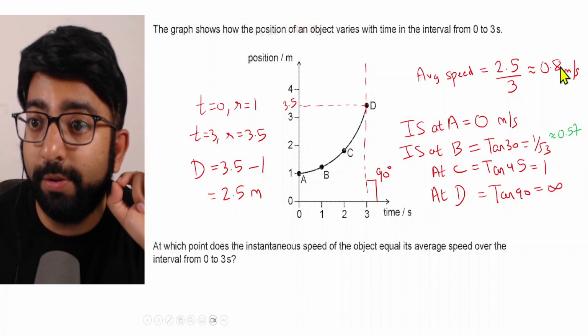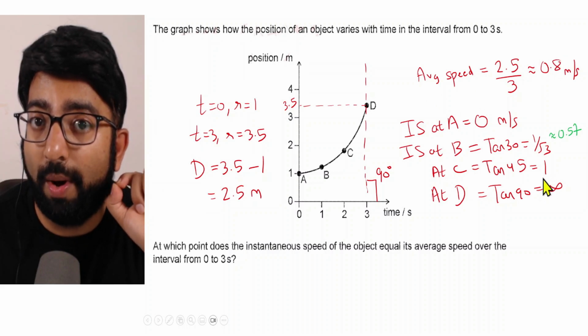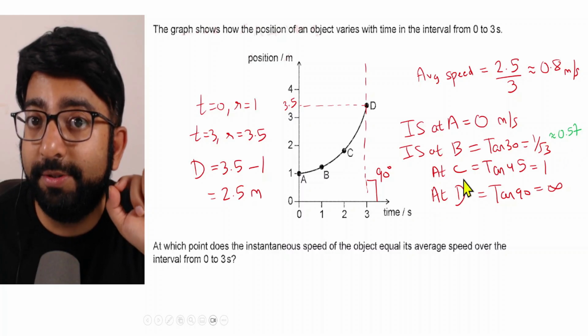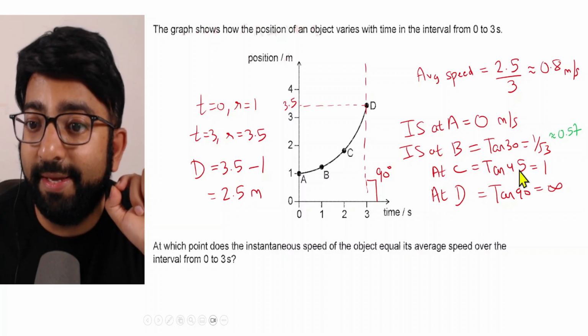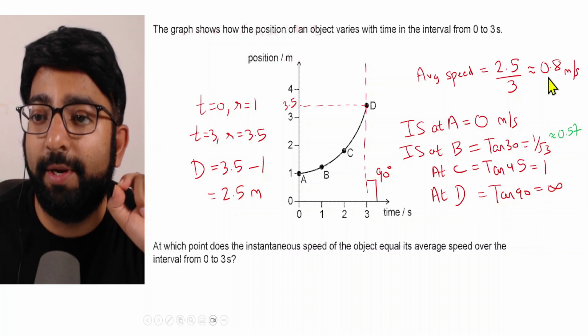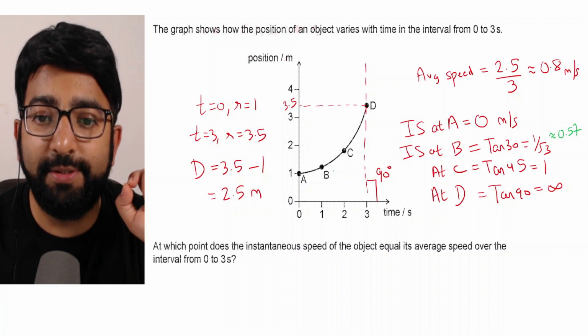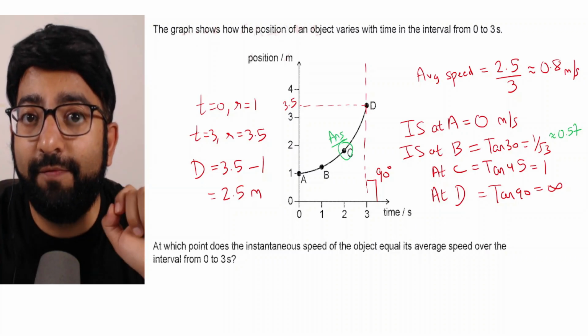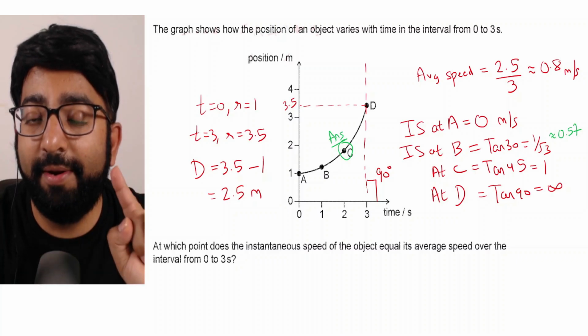Now, average speed was 0.8, which is closer to 1 than 0.57, which means we can select option C as our answer. At the point C, instantaneous speed is approximately 1, which is closest to the average speed, which was 0.8. Hence, we can select option C as our answer. And that is how we solve graph-based questions using the gradient method.